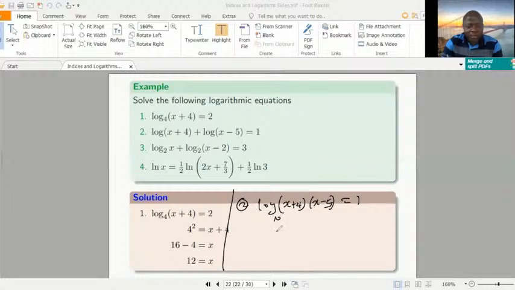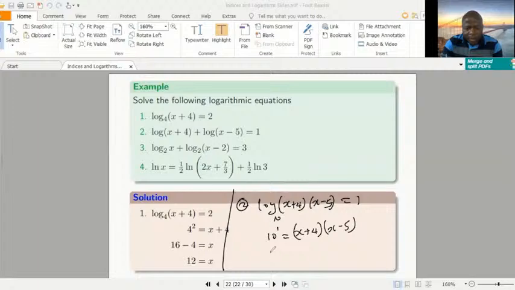That's one way of doing it, and it's a very easy way. The base is 10. Then now write this in index form. You would have 10 raised to 1 is x plus 4 multiplied by x minus 5. This is a very simple way of doing this question. There could be other ways of doing it; you may want to write this one as log of 10 to base 10, and then take it to the other side.